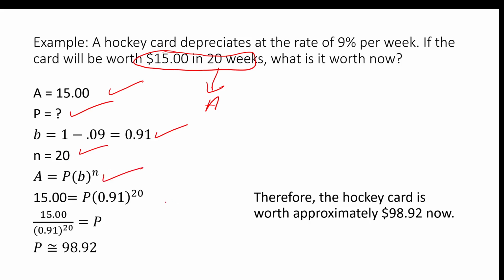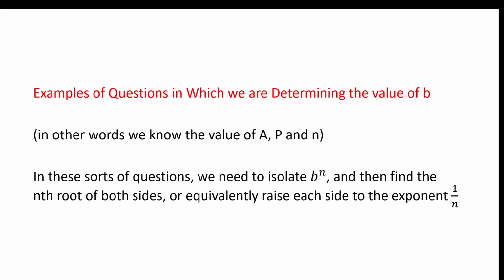So A equals P times B to the N becomes 15.00 equals P times 0.91 to the 20. And ultimately, P equals approximately 98.92. So the hockey card's worth approximately $98.92 now. Now, what if we're looking to determine the value of B? In other words, we know the values of A and P and N. In these sorts of questions, we want to isolate B to the N and then find the nth root of both sides, or equivalently raise each side to the exponent 1 over N.